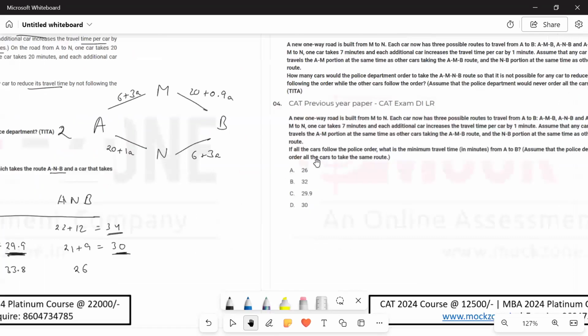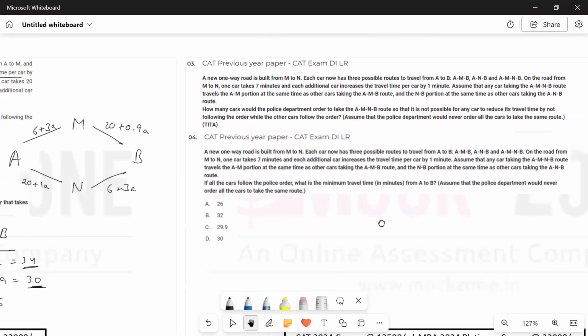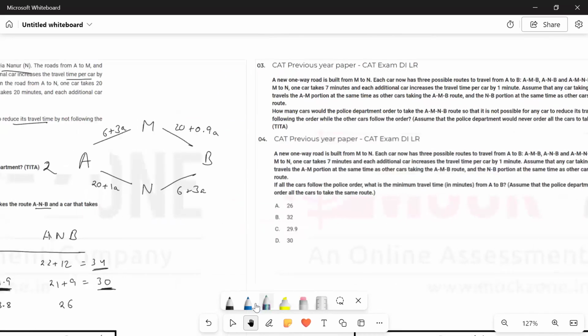Coming to the third question, it says a new one-way road is built from M to N. There is a new one-way road which is built from M to N. It's a one-way road. Okay? From M to N.